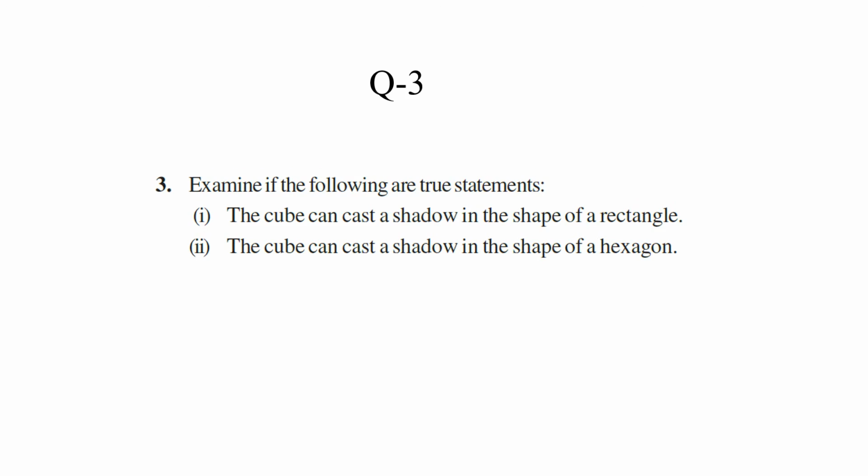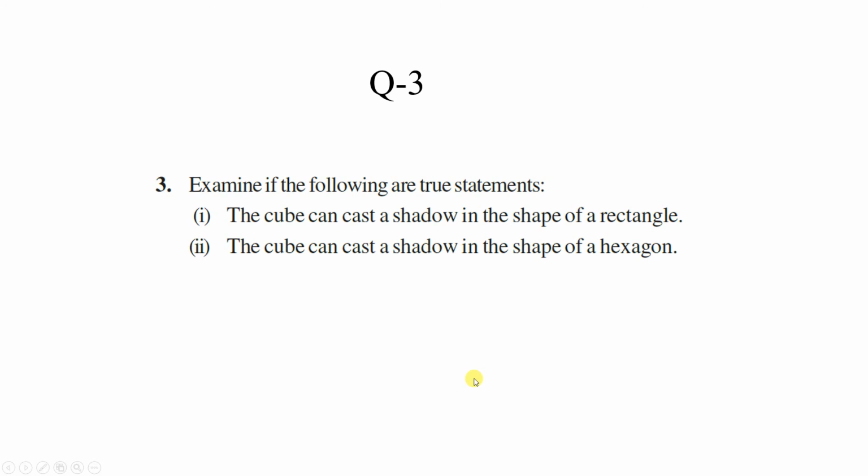Last question of this exercise, question number 3. Examine if the following are true statements. Number 1, the cube can cast a shadow in the shape of a rectangle, and number 2, the cube can cast a shadow in the shape of a hexagon.